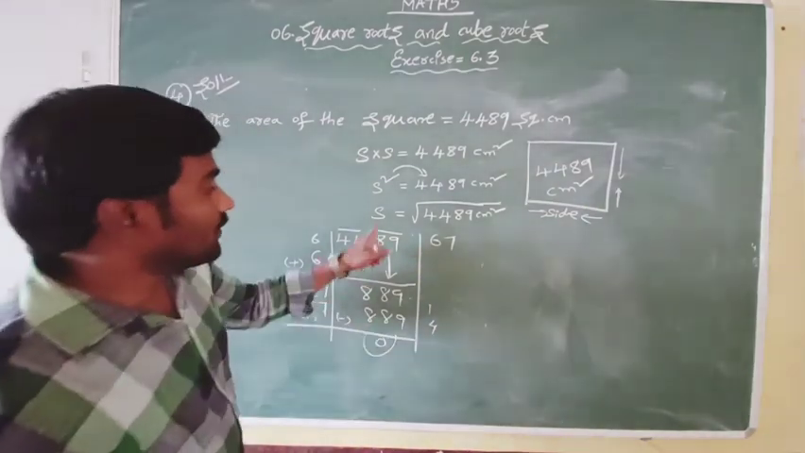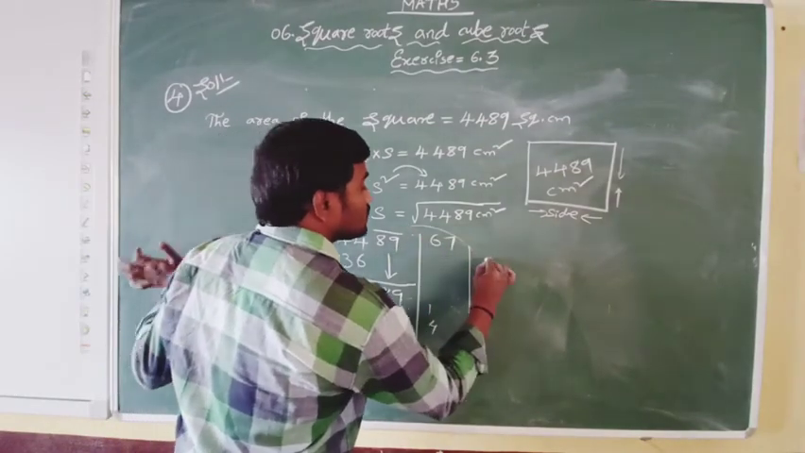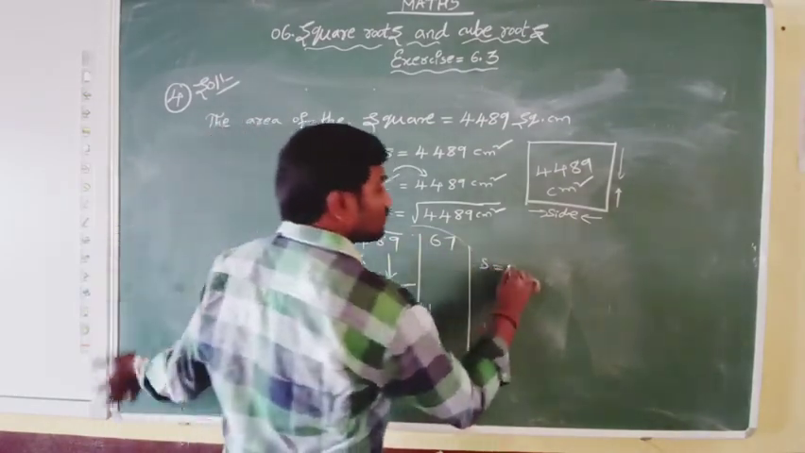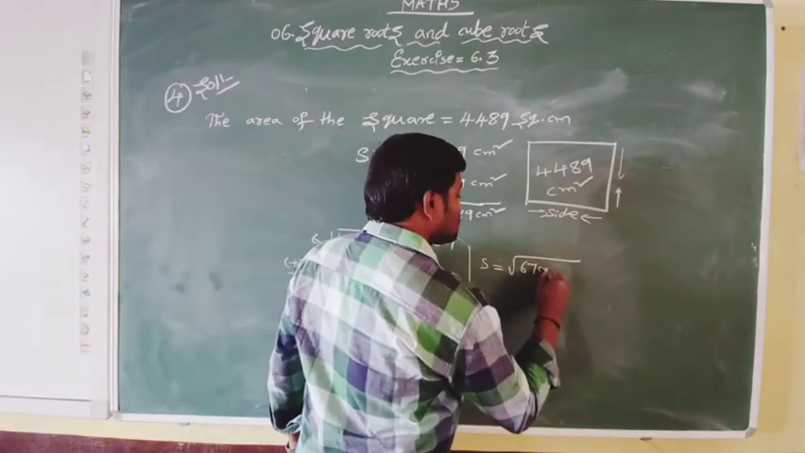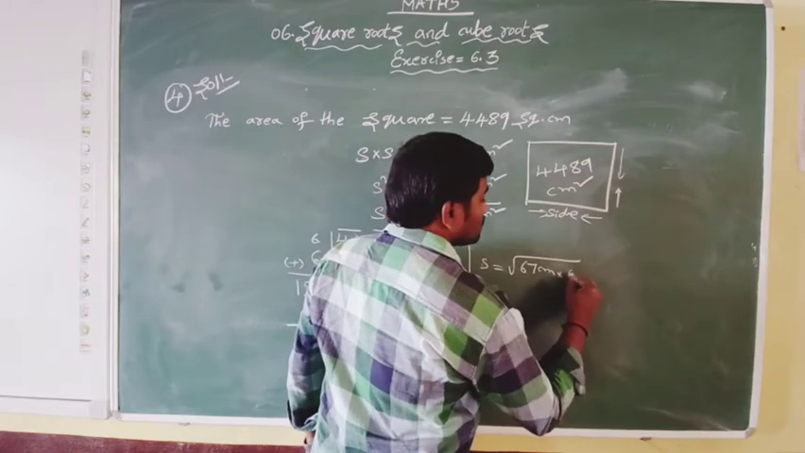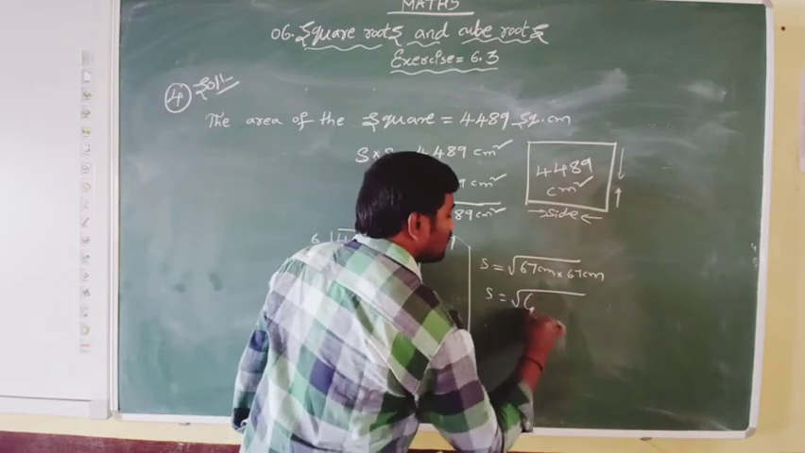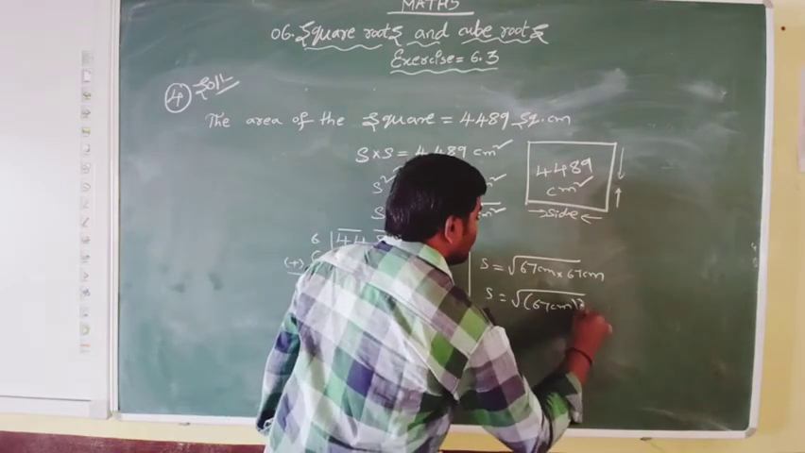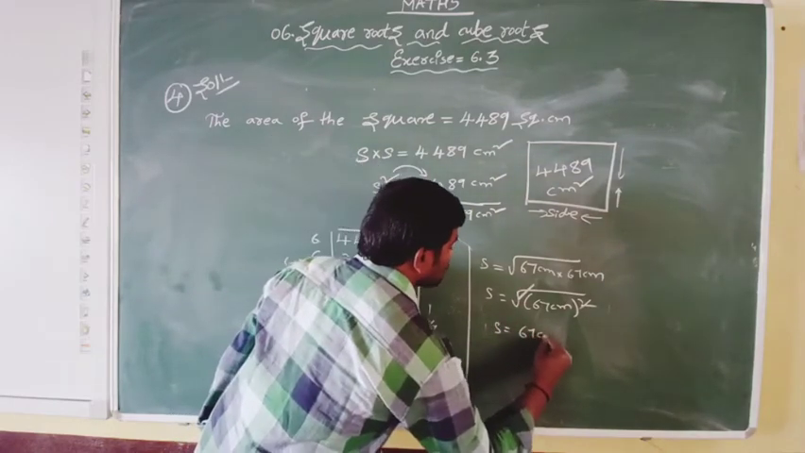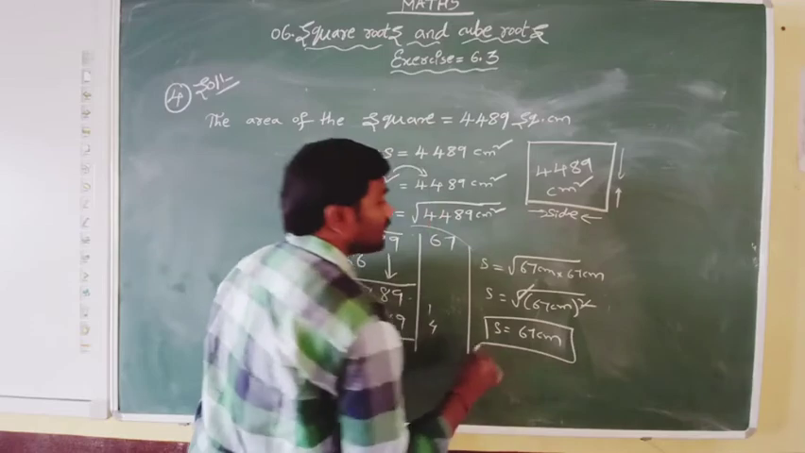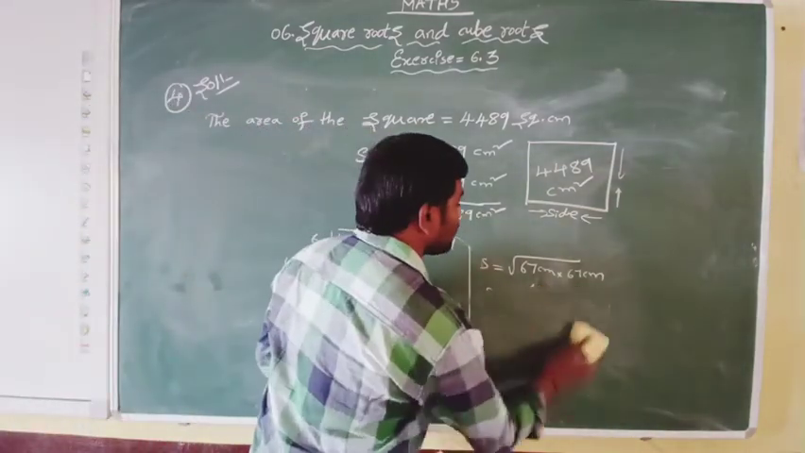See, I will continue the step here. Down of this you continue. Side equals under root of what? 67 centimeter into 67 centimeter. That we can write as S equals under root of 67 centimeter whole square. Square and square root always get cancelled. So S equals 67 centimeter. Directly we got the answer, the square root of the number.